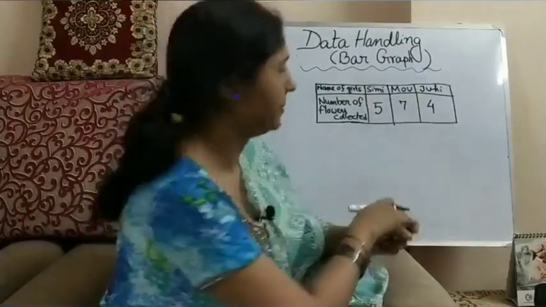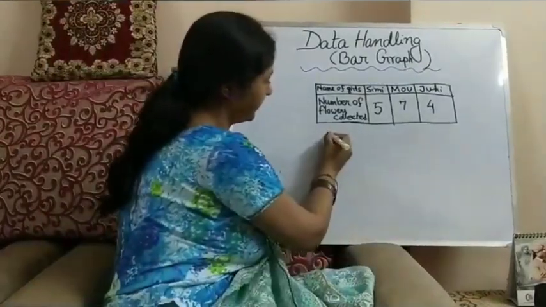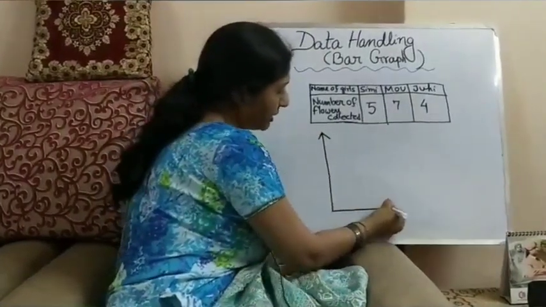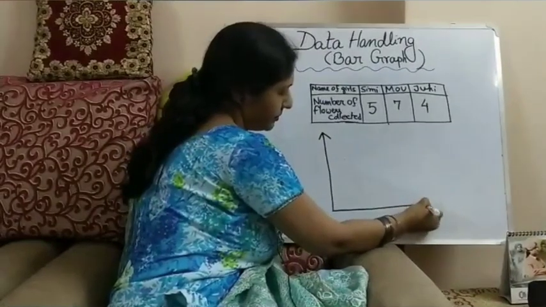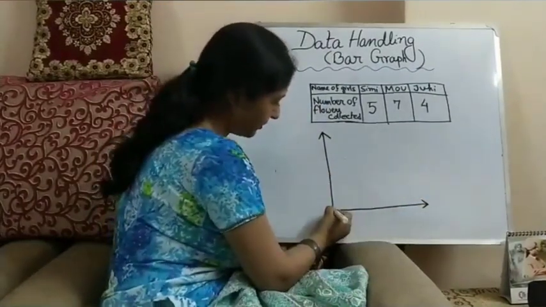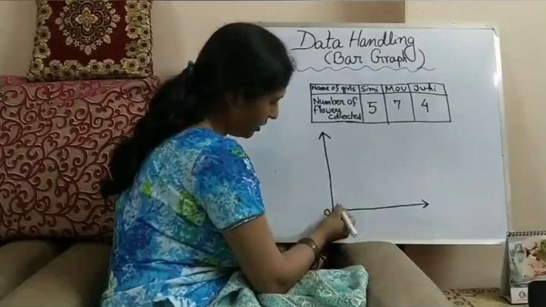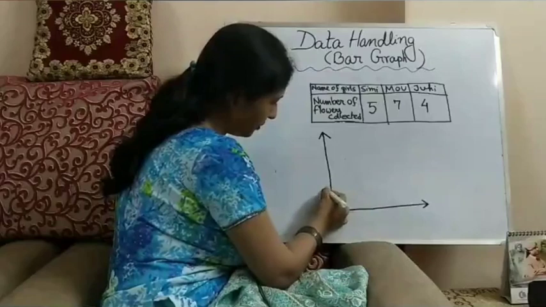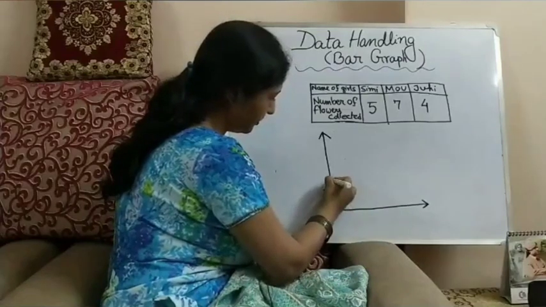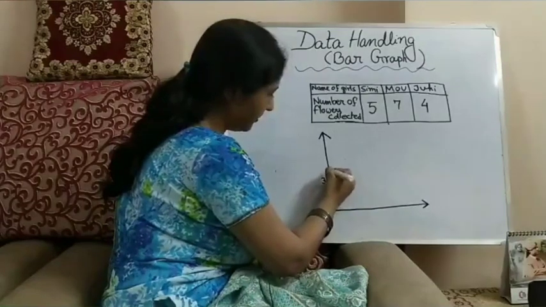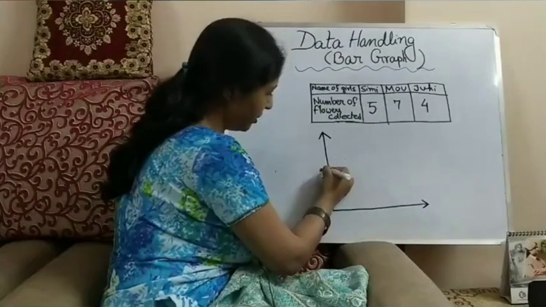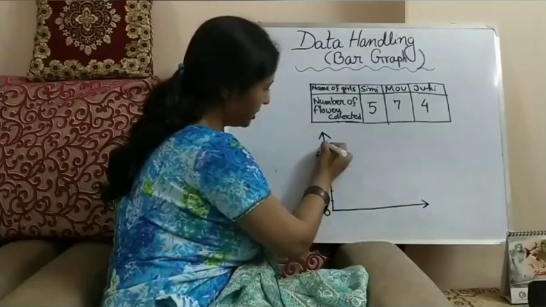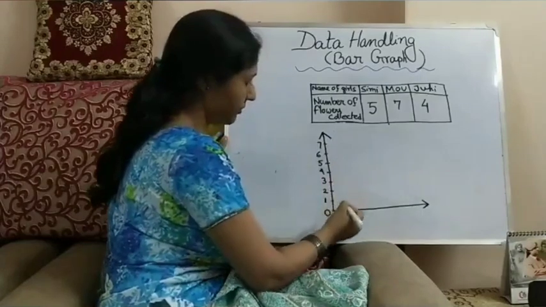Let's see. Again I am drawing two axes. Zero, 1, 2, 3, 4, 5, 6, 7.